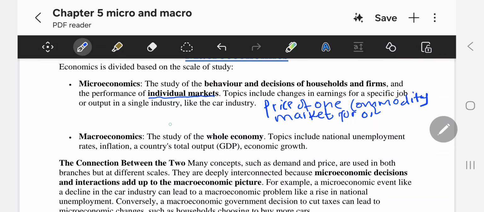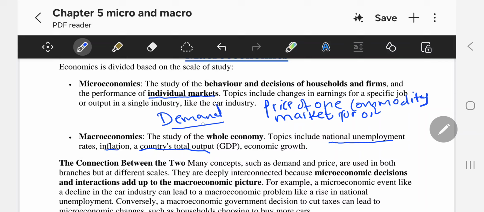So for example, when we talk about demand, it's going to be slightly different from the demand we talk about in macroeconomics. Right, so that is microeconomics. And when you go to macroeconomics, here you study the whole economy, the economy as a whole. The topics here will include national unemployment, so unemployment in the entire country, inflation, and countries' total output, which is also called GDP. GDP stands for gross domestic product.